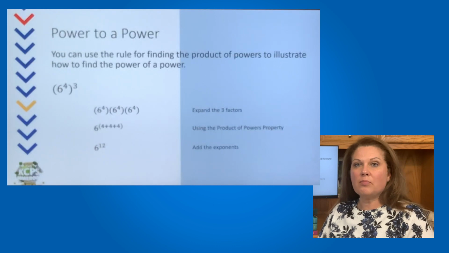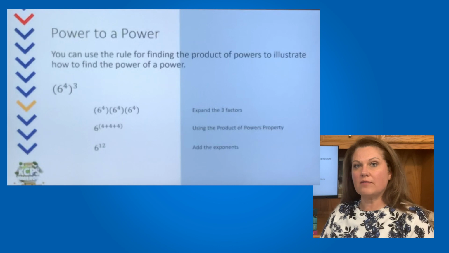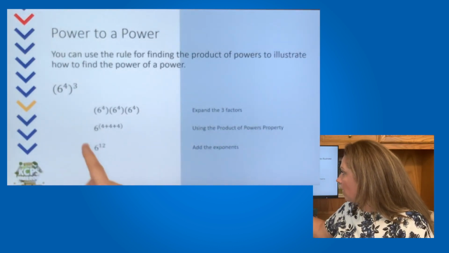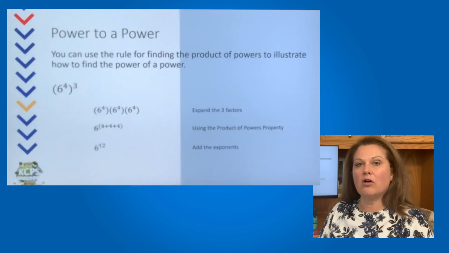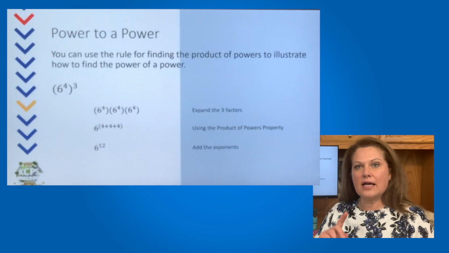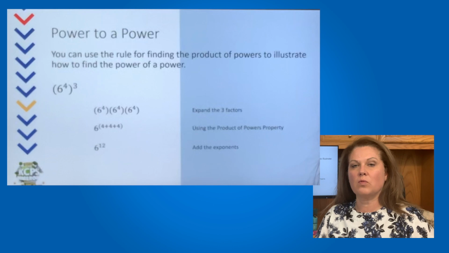Now, using the product of powers property, can you see a shortcut for powers of a power? Is there another way we could get 6 to the 12th by looking at our original expression? If you said yes, hang on to that thought. Let's do another one and see if your guess works out for our second example.